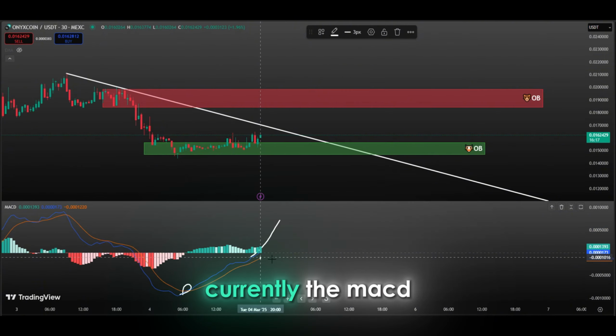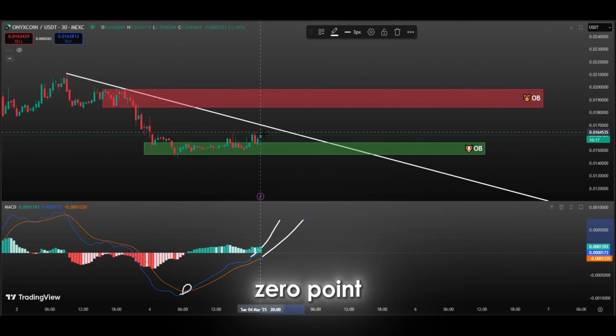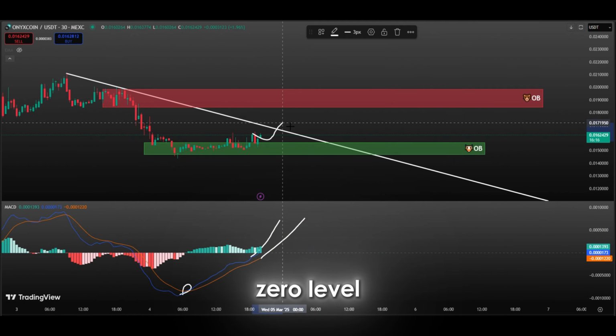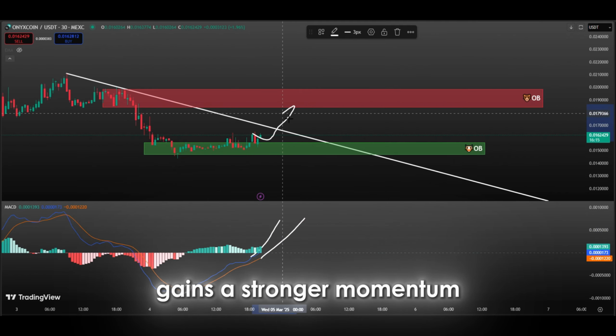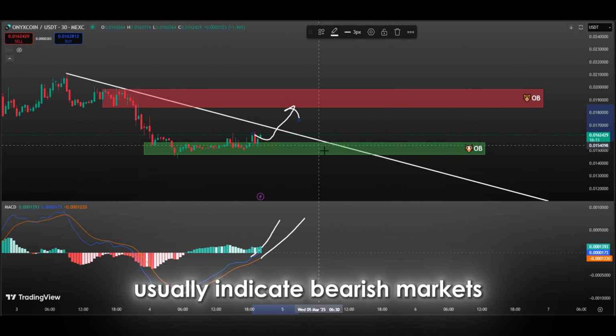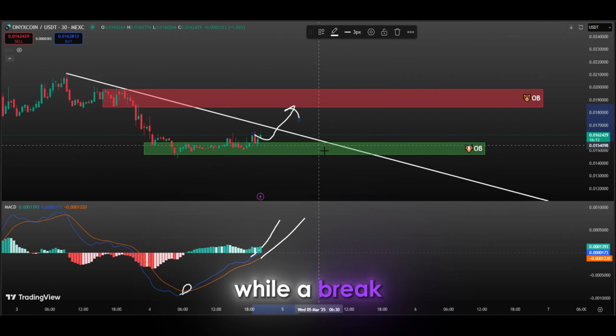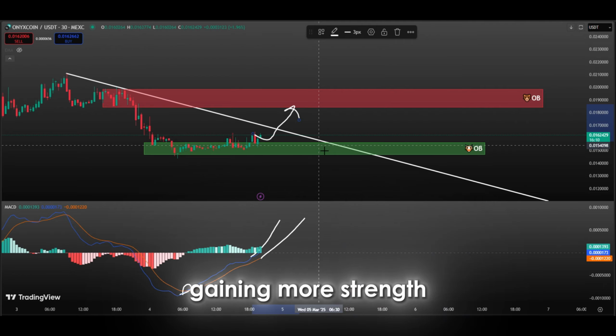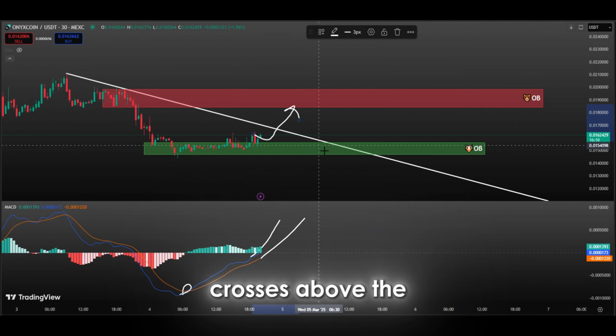Currently, the MACD line is very close to the 0 point. In technical analysis, when the MACD moves above the 0 level, the bullish momentum gains a stronger momentum. This is because movements below the 0 line usually indicate bearish markets, while a break above it indicates that the uptrend is gaining strength. If the MACD breaks the 0 level to the upside, this confirms that the market is bullish and buyers are gaining more strength. Once the MACD crosses above the 0 line, the price will have broken the downtrend.